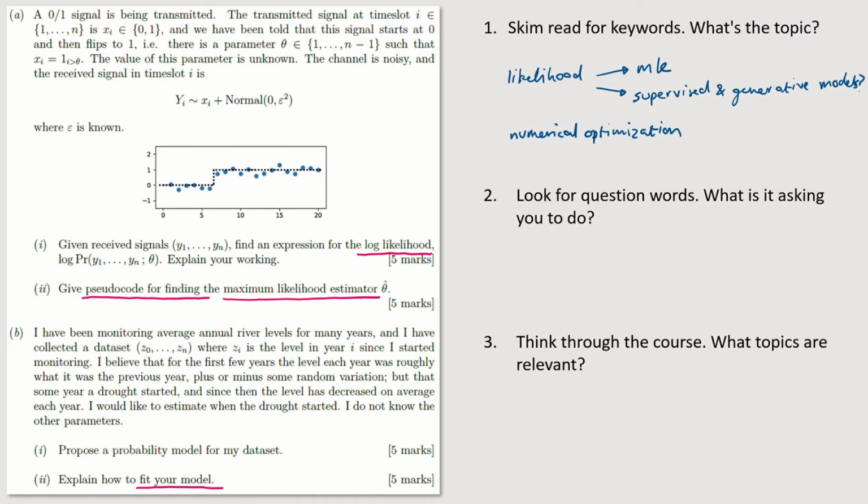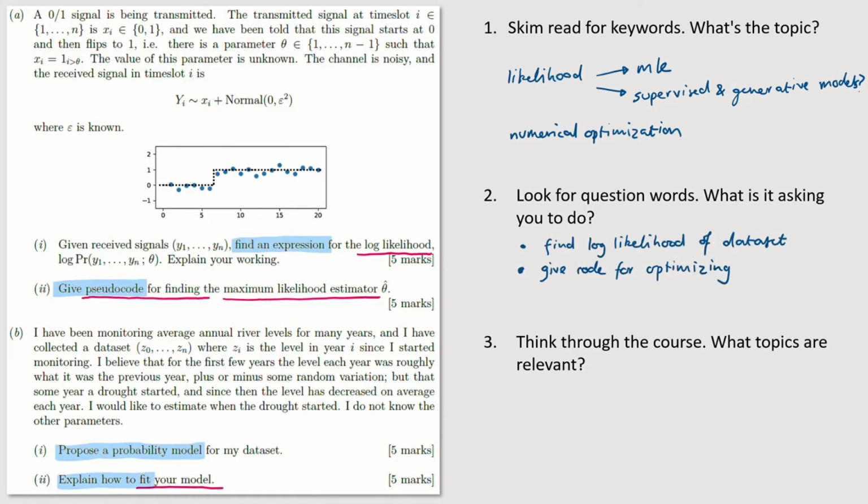Next, I skim through and I look for question words. The question asks me, find an expression for log likelihood and give pseudocode. There's no point trying to understand the exact model I need until I know what it is I'll need to do with it. Finally, I think through the course. I know what it is I'm being asked to do. I know roughly the keywords, so I'll think through which sections of the notes are relevant to the material.